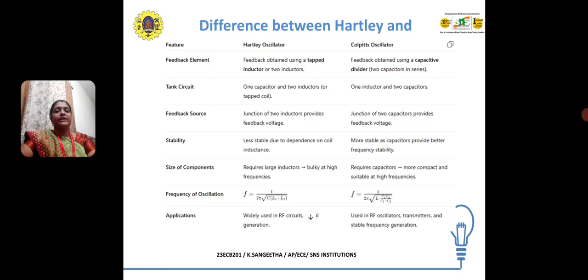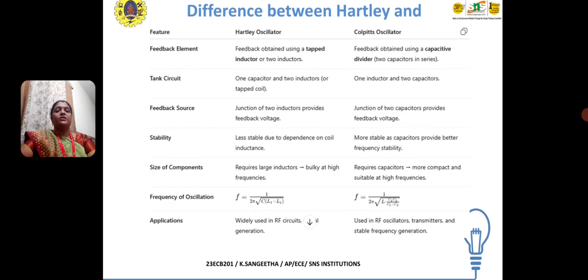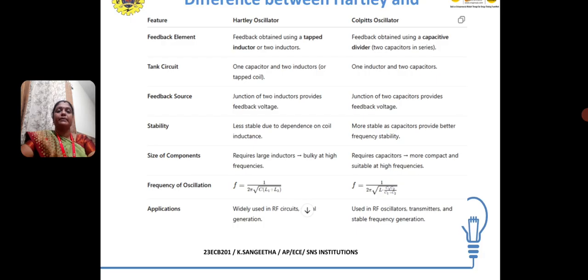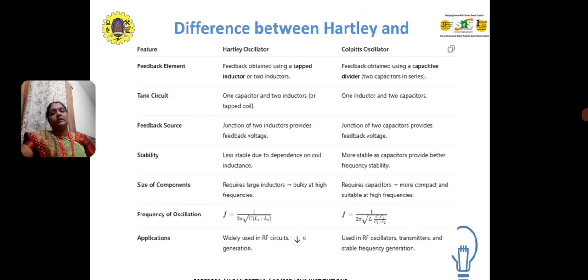The differences between Hartley and Colpitts oscillators are in the feedback element: Hartley uses 2 inductors and 1 capacitor, and Colpitts oscillator uses 2 capacitors and 1 inductor. Compared to Hartley oscillator, Colpitts gives more stability because the capacitor gives more stability. The frequency is 1 by 2 pi root LT C in Hartley oscillator, and f is equal to 1 by 2 pi root of L Ct in Colpitts oscillator.